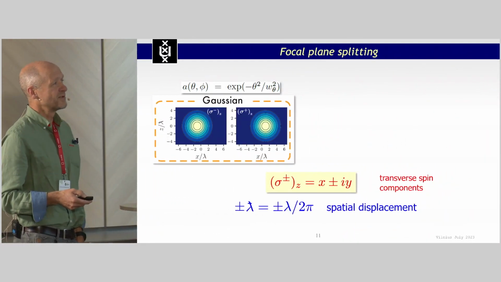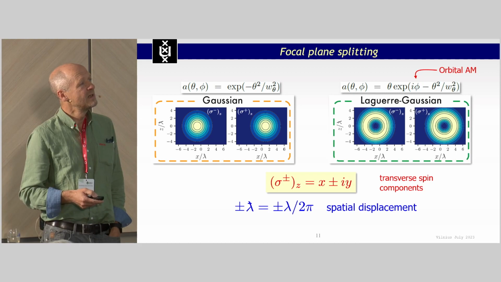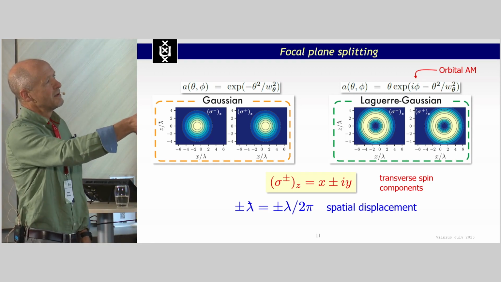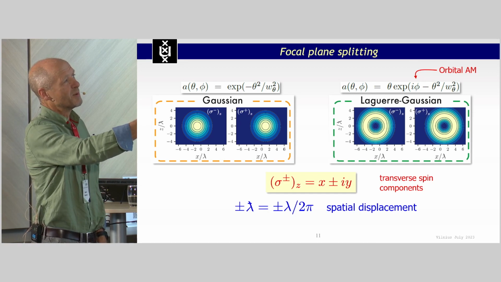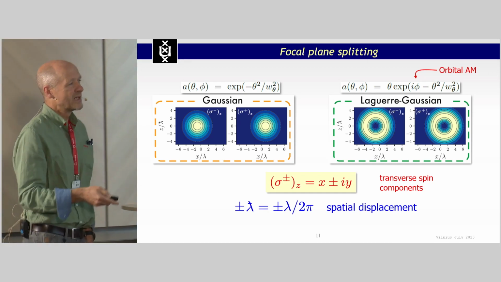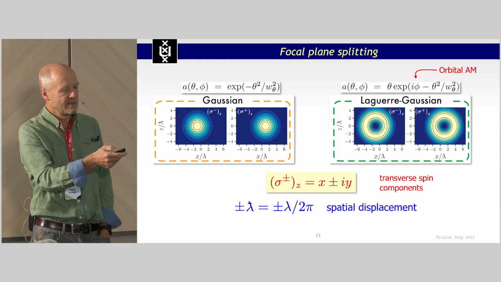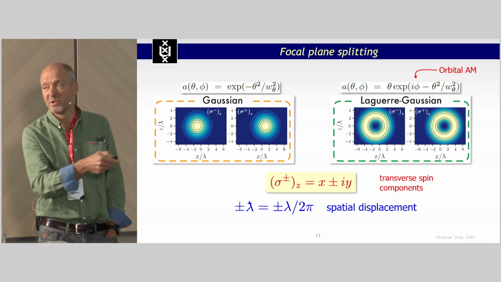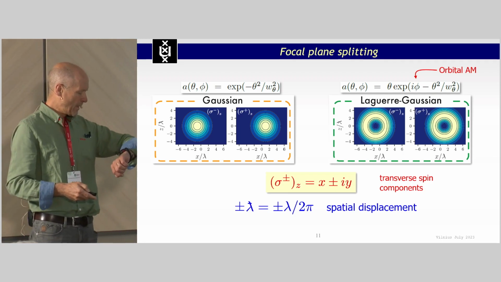Just for fun, I also tried it for Laguerre-Gaussian mode. Get the same idea. So this is now Laguerre-Gaussian. Added some orbital angular momentum here. But the transverse spin components are again just separated by minus lambda bar, plus lambda bar. Let's see, okay.